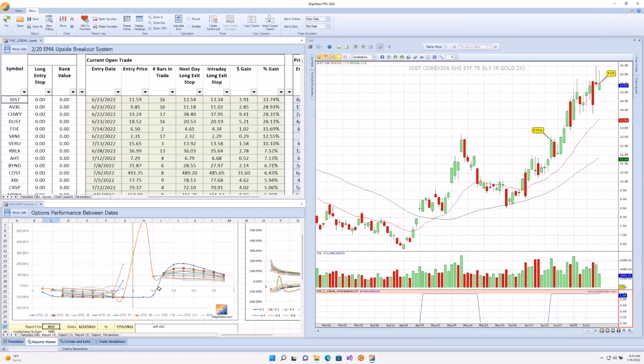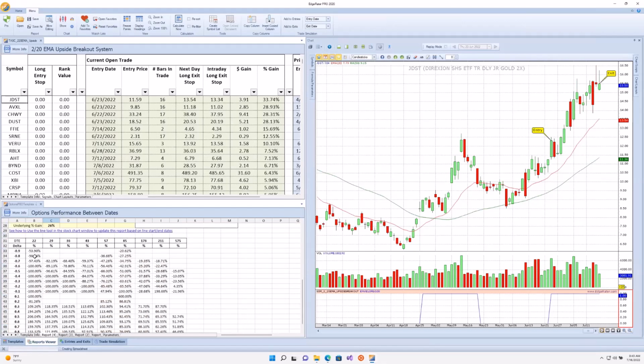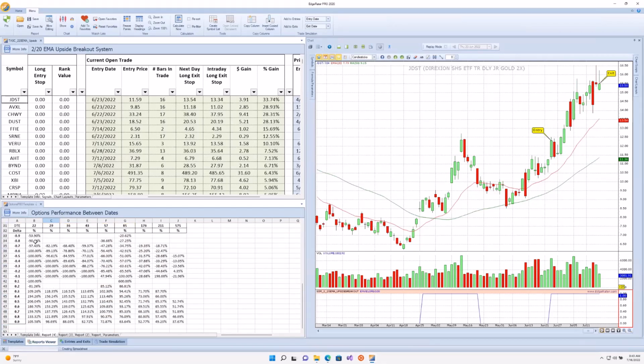So a 0.5 delta option is an option that's at the money. 0.5 delta is essentially a call option at the money. A negative 0.5 delta is a put option that's at the money. And this will actually go to real data, real traded data, and show the gains and losses in each of those options over the time frame that you've drawn. So that's quite nice.